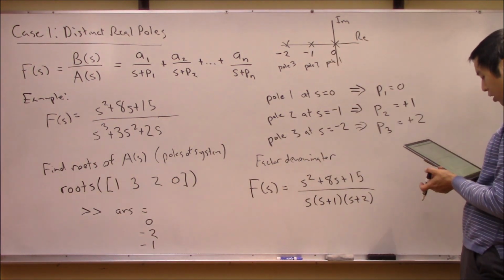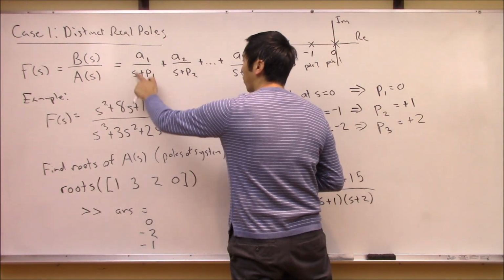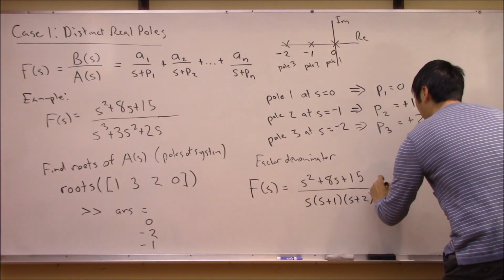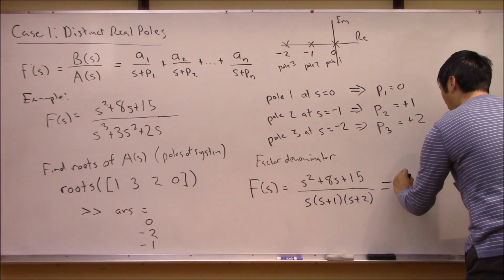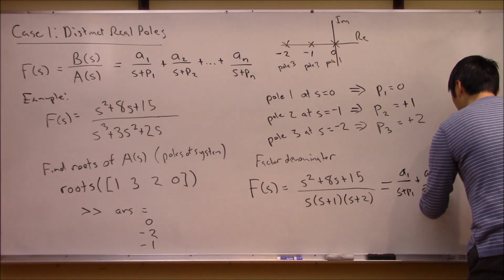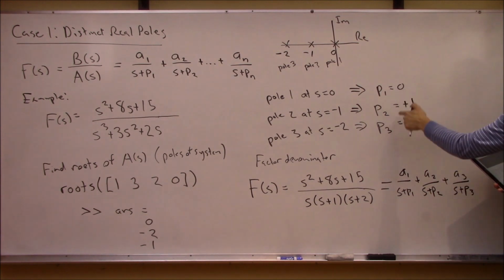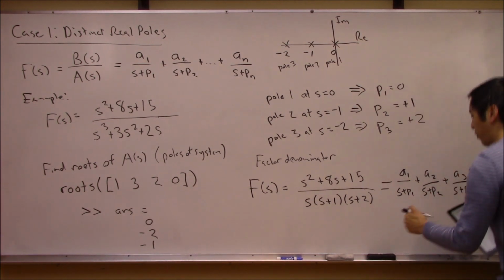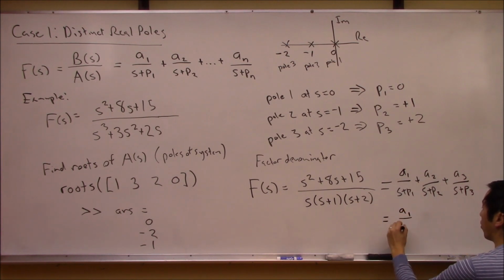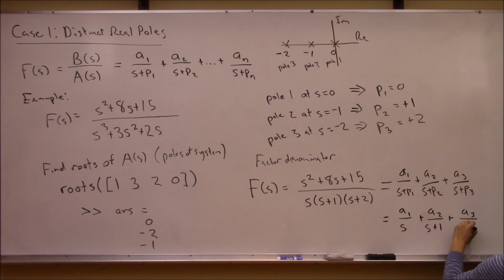So what we're going to propose now is we claim that you can rewrite this in this format, right? I could rewrite this thing as a1 over s plus p1, plus a2 over s plus p2, plus a3 over s plus p3. And now we already know what our p1, p2, p3 are, so we can make that substitution. So we know that this is a1 over s plus 0, plus a2 over s plus 1, plus a3 over s plus 2.